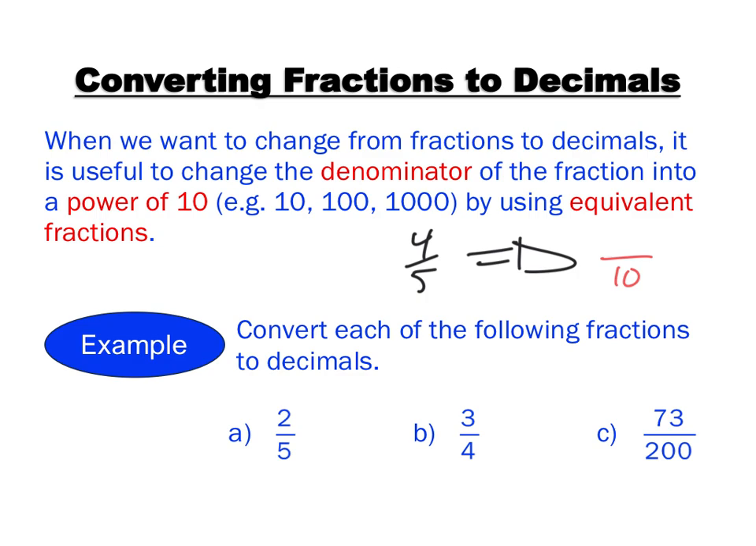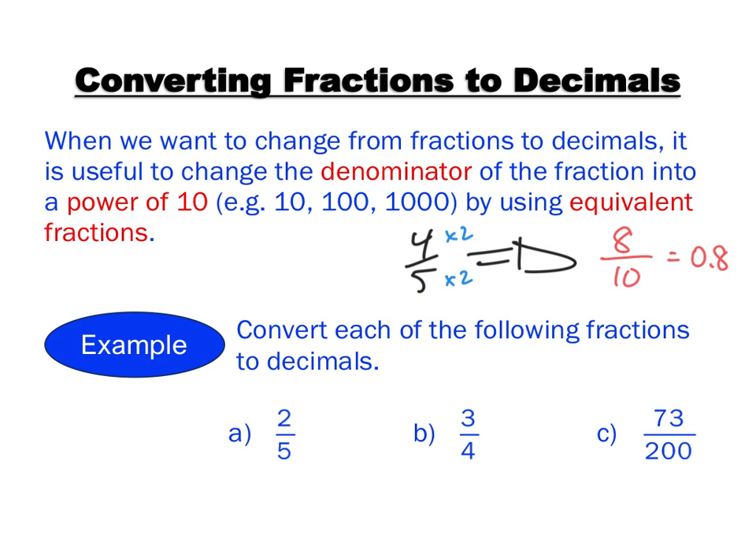Explain. Okay, how did you do it? Times 2, bottom and top. Beautiful. I love it. You multiply both the top and bottom by the same number. So you ask yourself this question: 5 times what is 10? 2. So you multiply the top by 2 and you get 8 out of 10. Now once you change a fraction to a fraction out of 10, then to turn it to a decimal, it would just be 0.8.